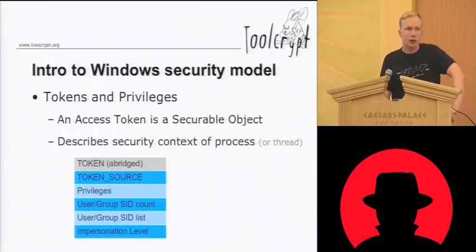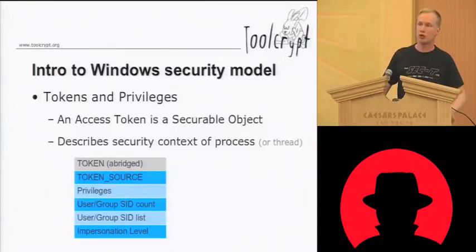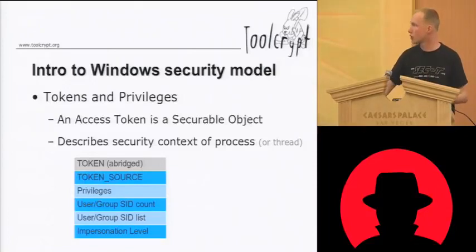Now, tokens. I mentioned an access token before. An access token is basically the data structure that contains all the security context information that's relevant to a particular thread or process. So when we say that a process is running as a specific user, what we really mean is that there's a specific SID in the primary token of that process. So a token looks something like that.